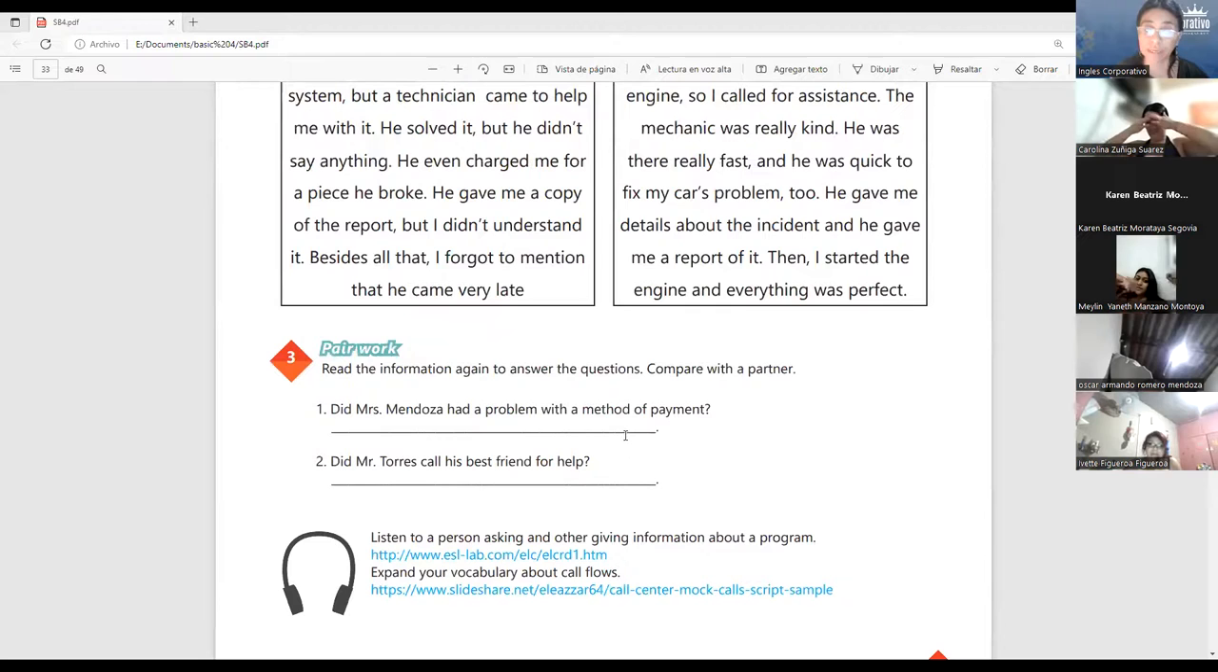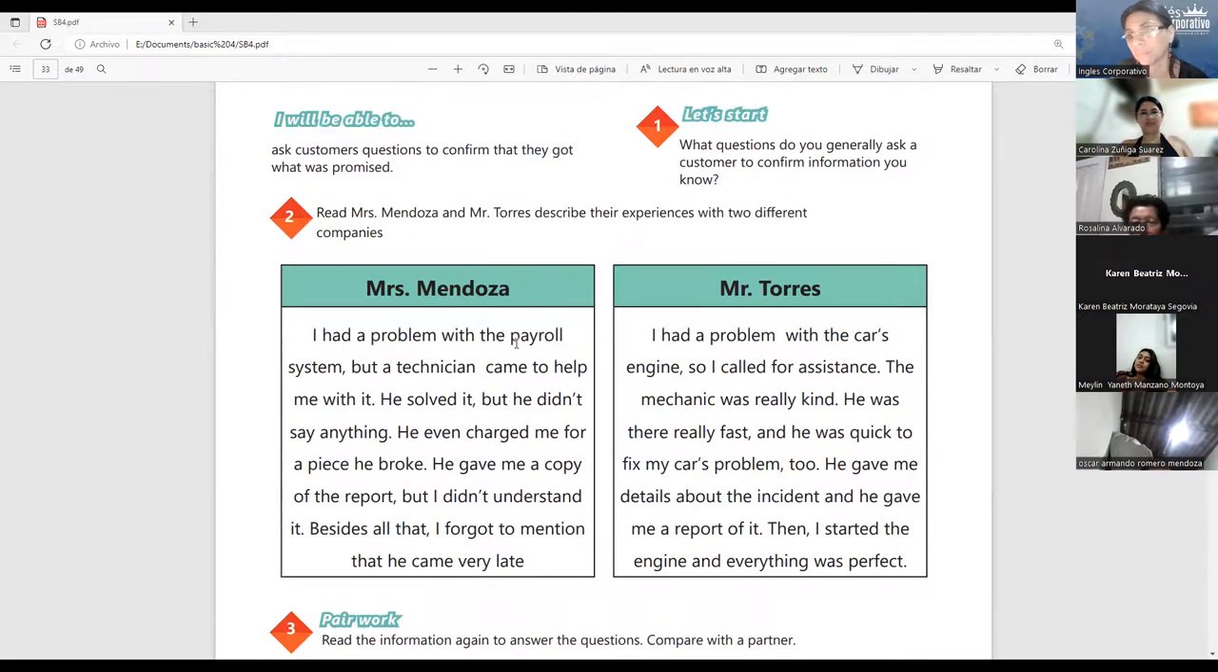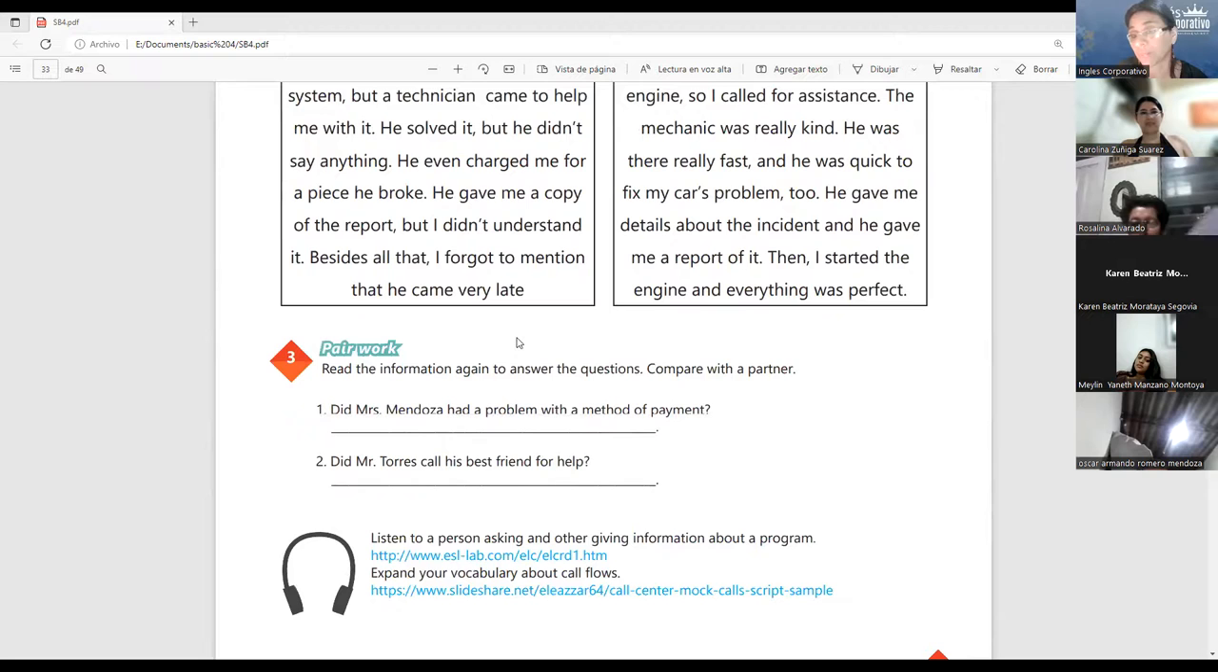All right, here we have, did Mrs. Mendoza have a problem with the method of payment? What is the answer? Anybody? Yes, she did. She had a problem with the method of payment. Por eso dice payroll, ¿verdad? Acuérdese que payroll es planilla. So she had a problem with the method of payment.